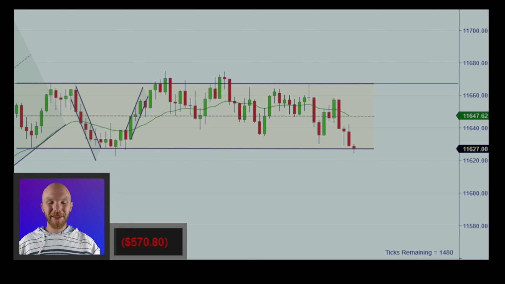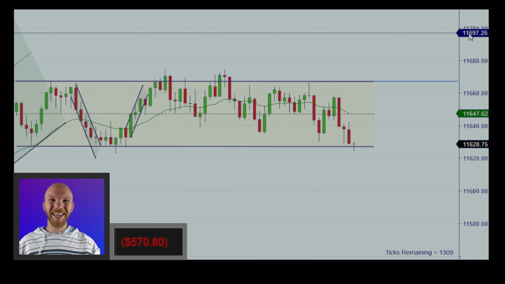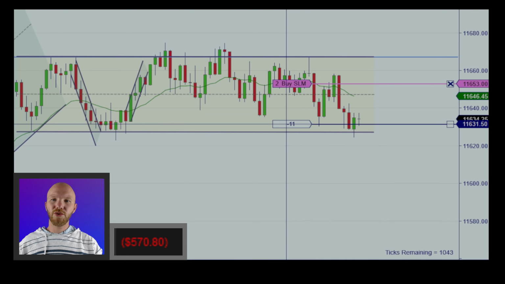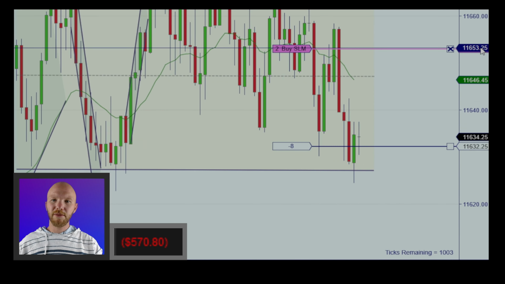All right, we are at the bottom of the range now. This is the setup I was looking for. So looking for prices to go lower and then finish on a nice bullish bar, and then we'll look to get long. Okay, looks like we just triggered higher on this bullish bar.